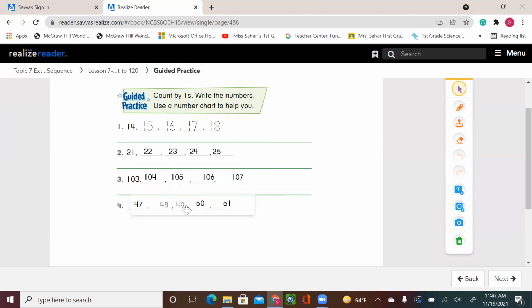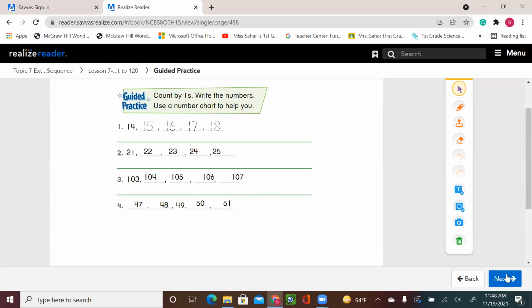Number 4 was a bit tricky. I have in the middle number 49, and I need to find the 2 numbers before 49 and 2 numbers after 49. So I just look at my 9. What comes before 9? 8. I put down 48. What comes before 8? I put down 47. So now I'm counting on 47, 48, 49, and I have 2 missing numbers after 49. So I'm adding 1 to 49, so 50 and 51.